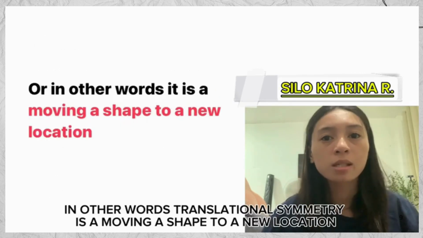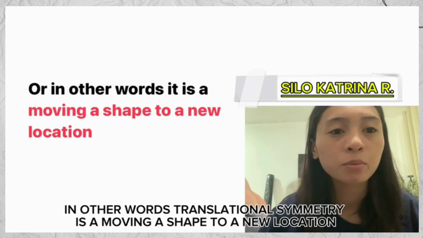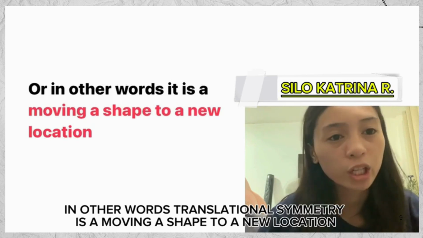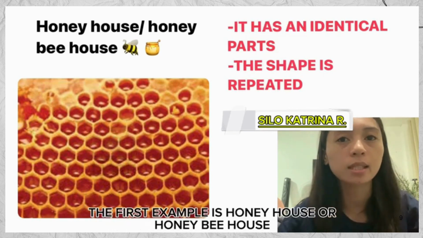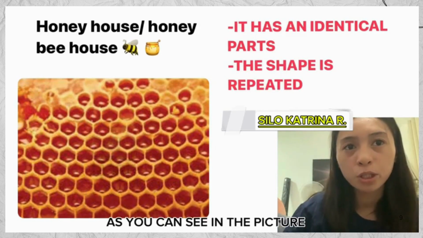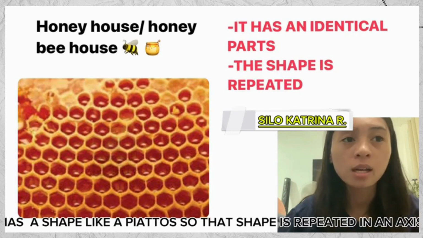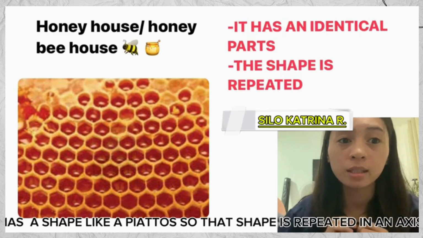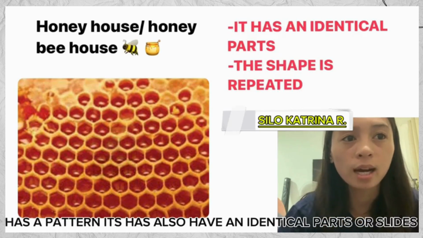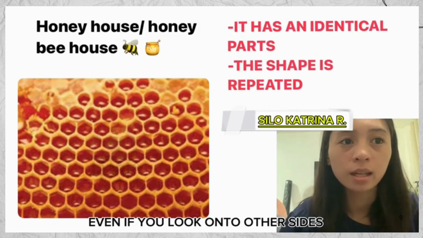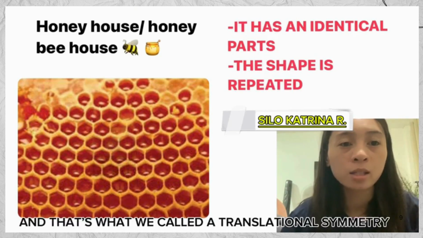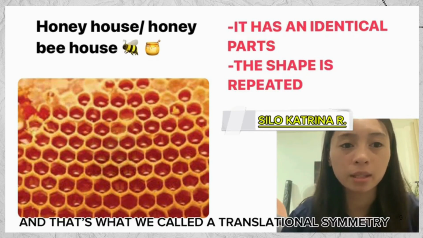Or in other words, translational symmetry is moving a shape to a new location. So we have here an example. The first example is a honey house or honeybee house. As you can see in the picture, it has a shape like a Piattos. That shape is repeated along an axis. So it has a pattern, and it also has identical parts or slides. Even if you look at the other sides, it has symmetrical shapes, and that's what we call translational symmetry.